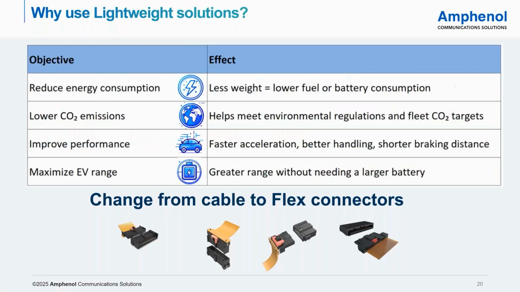Lightweight solutions. So we have already worked now on zonal architecture. We try to reduce the amount of cable. We try to work also on the weight. Why not work on the round cable to reduce the weight of the connector based on flex connectors? So I would like to introduce to you as well our flex connectors.